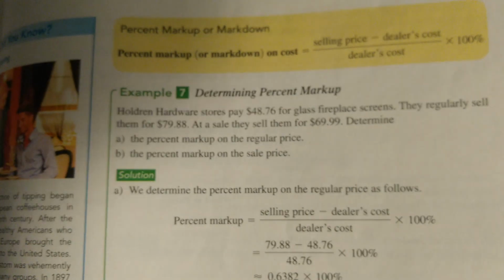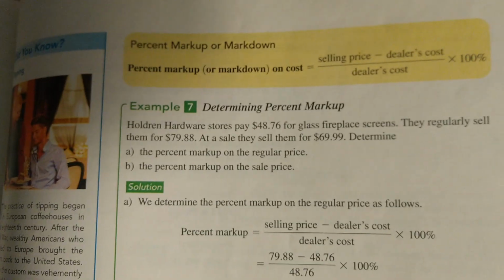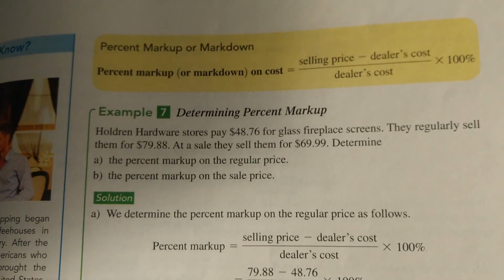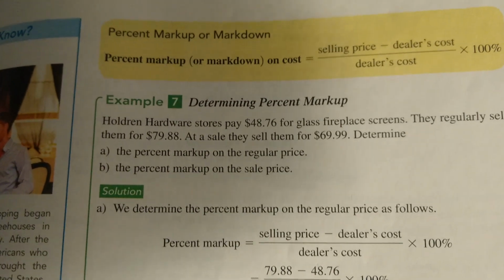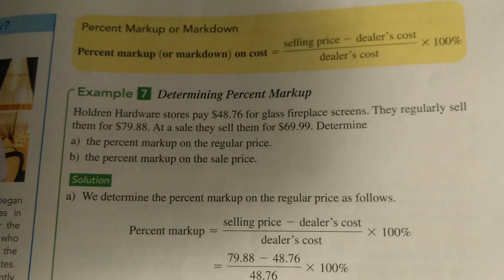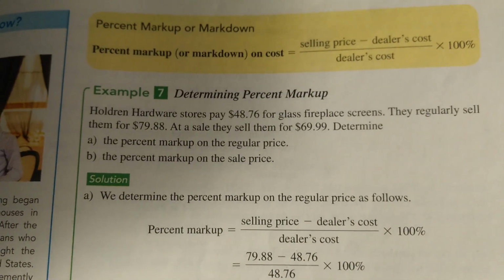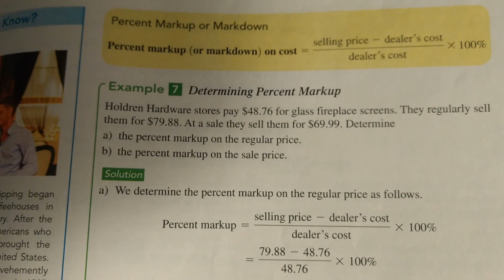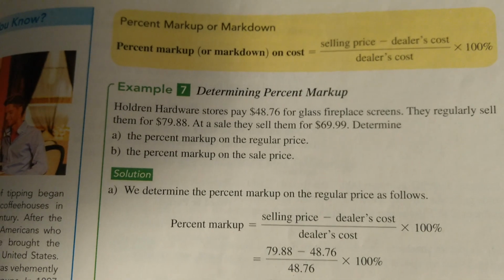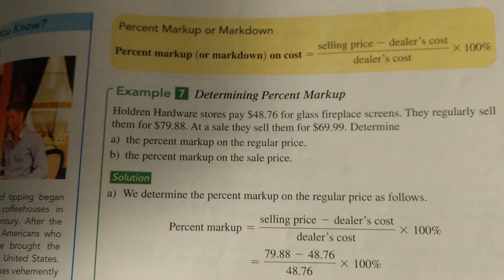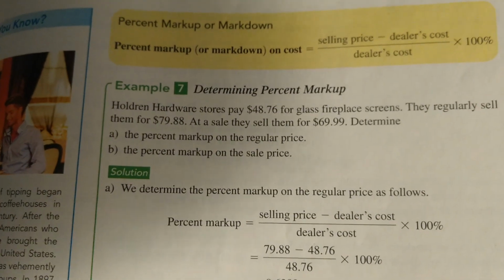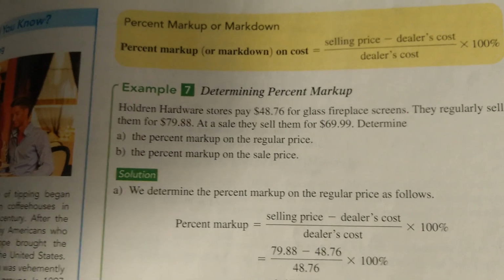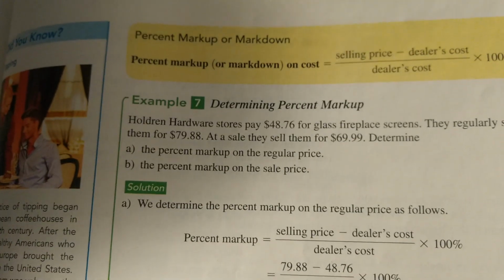So example 7 in the book on page 567 says, Holdren Hardware stores pay $48.76 for glass fireplace screens. They regularly sell them for $79.88. At a sale, they sell them for $69.99. Determine the percent markup on the regular price and the percent markup on the sale price.